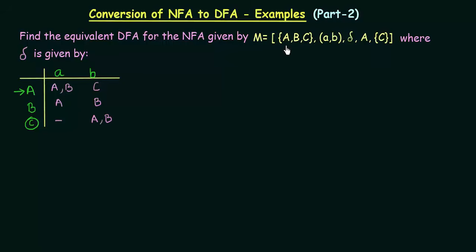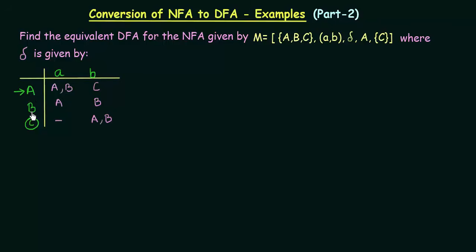The first tuple, A, B, C, are the states. We have 3 states A, B, C, and then the second tuple is the inputs, which are a and b, and then we have a transition function del, and then this A shows that this is the starting state or the initial state, and this C is the final state or the accepting state. And here the transition function del is defined by this table over here.